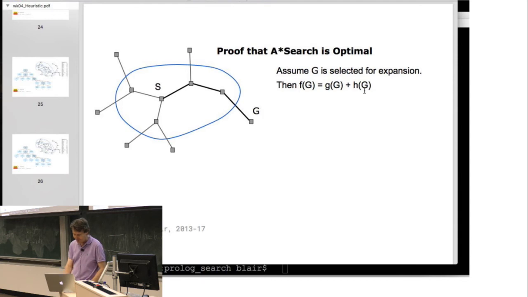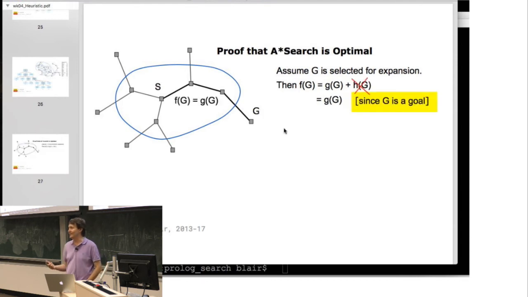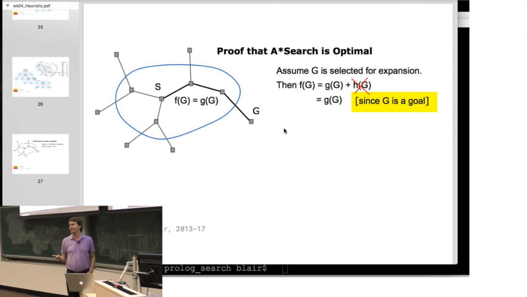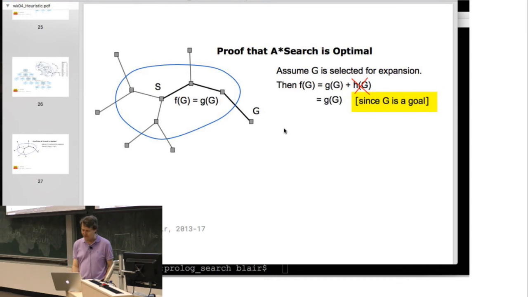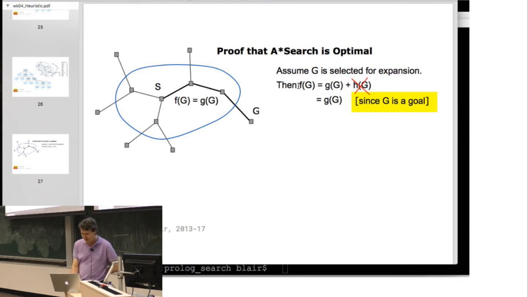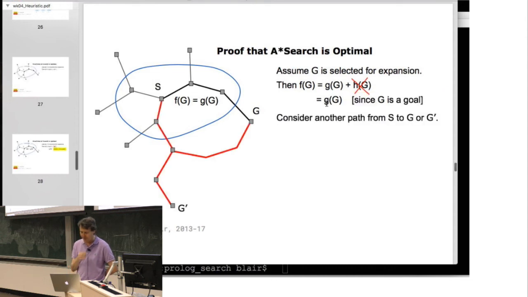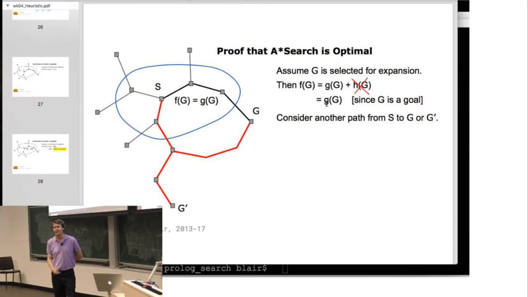Well, f is equal to g plus h, but because G is a goal, the distance to the goal from G must be 0, and because h underestimates the distance, h of G must be 0. So this f of G must actually be equal to the true path cost from the start node to G. In the case of Romania, it was 418 kilometers. Now how do we know this is the shortest? Well, let's consider some other path to a goal, and I have to prove to you that this other path is longer than this one.